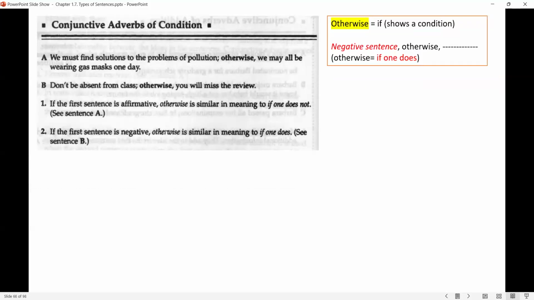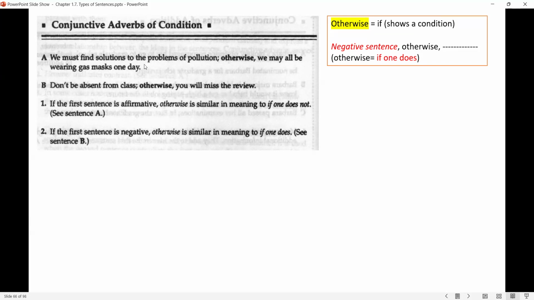The next set of conjunctive adverbs are related to condition. So otherwise. Otherwise is the same as if. It shows a condition. Just pay attention to this one. If you start your sentence in a negative format, if you have a negative sentence at the beginning, otherwise in this case is the same as if, when, thus. Right? Let's read the examples. You get it better then.